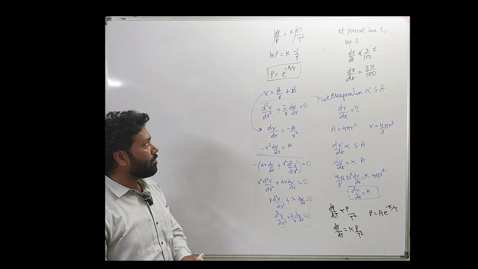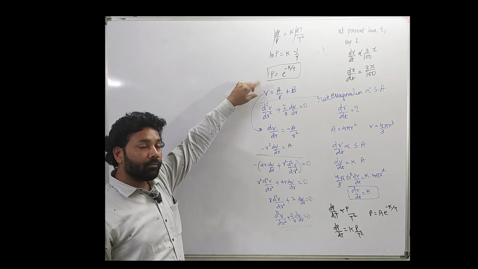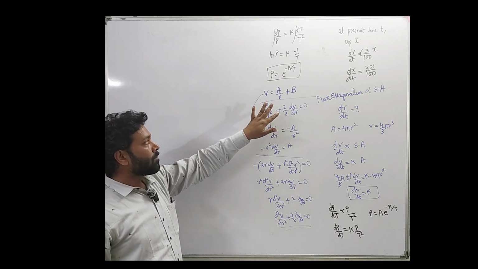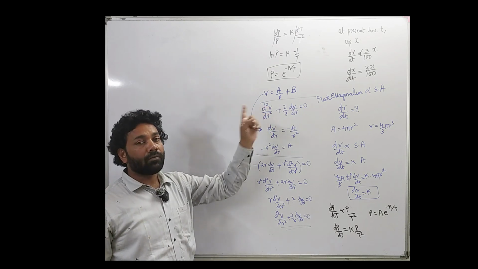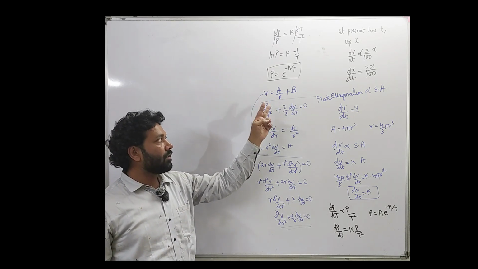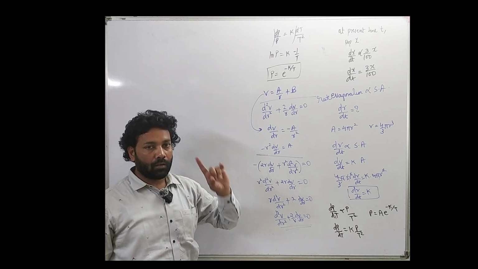So looking at the question itself, it must be very clear to us that since there are two constants, the order of the differential equation will be 2. If there are two constants, the order will be 2. If there is one constant, the order will be 1.